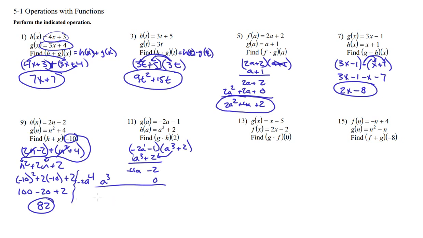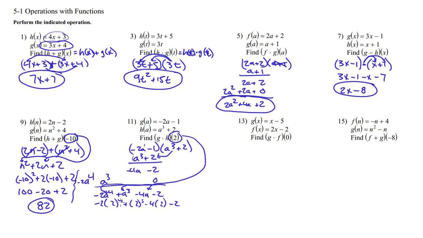Okay, now when we add this all up, we get negative 2a to the fourth, plus a cubed minus 4a minus 2. And now we got to plug 2 in for all of these a's and see what we get. So negative 2 times 2 to the fourth plus 2 to the third minus 4 times 2 minus 2. Oh, I put negative 2's in there, but they're all positive 2's. Let me change that. Okay, that's better.